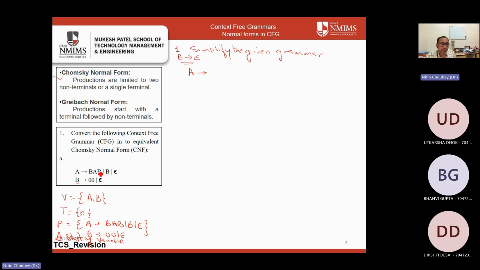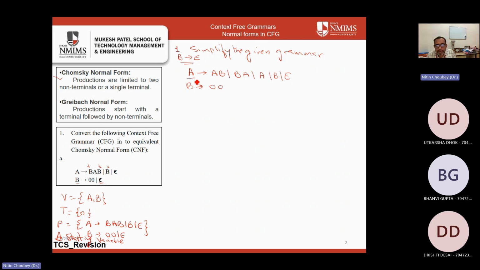Now A gives, do we have B available here? Yes, at 1, 2, and 3 places we have B. Just replace this epsilon in these places. So what we have? We have A gives AB | BA | A | B | epsilon. Similarly, B gives 00. Okay, so this B gives epsilon is removed.